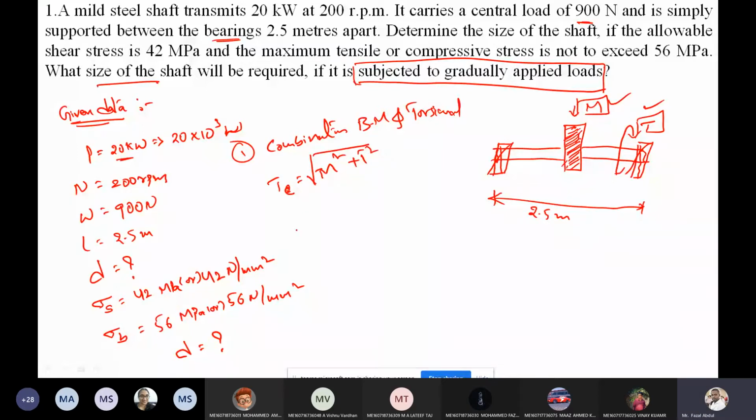Another is the equivalent bending moment, Me equals M plus square root of M square plus T square. The equivalent torque equation is as per the maximum shear stress theory. As per this theory, I selected this equation. And this second equation, Me, is the maximum principal stress theory.